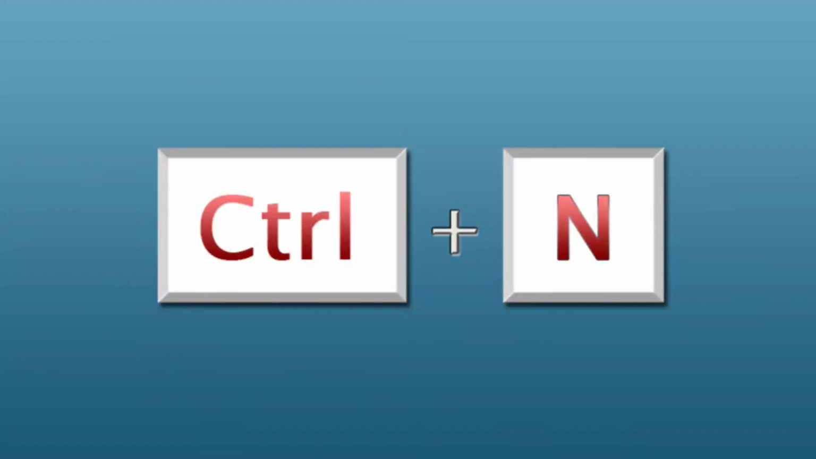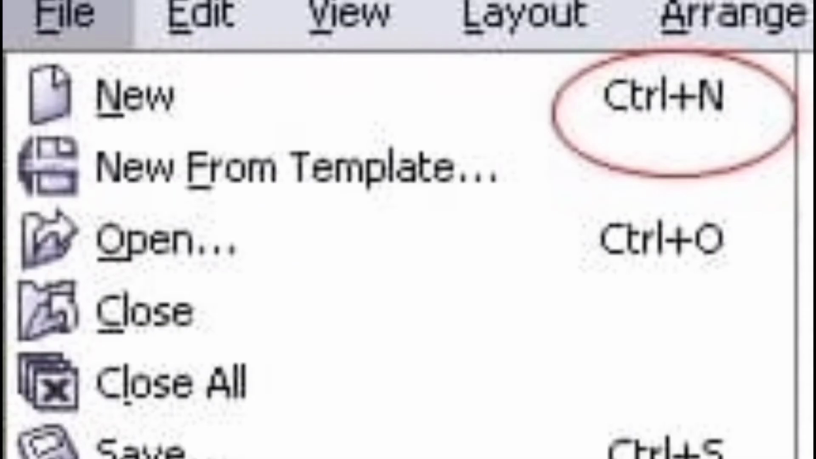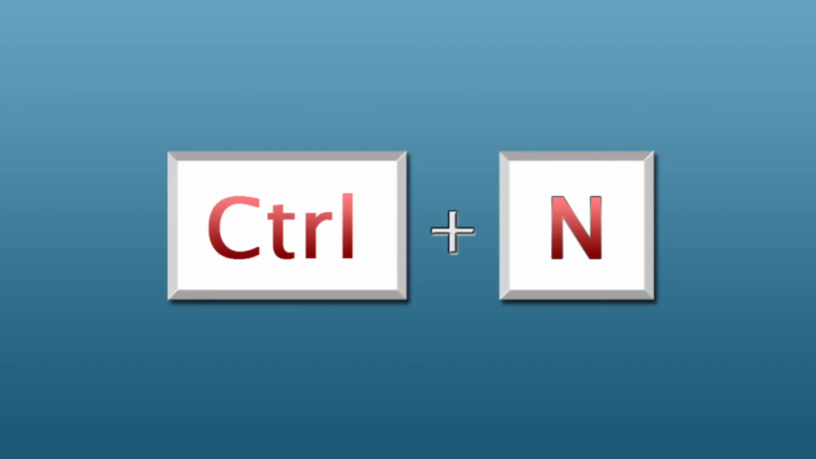Shortcut number 14 is Ctrl plus N. Ctrl plus N is a shortcut key often used to create a new document, window, workbook or another type of file.